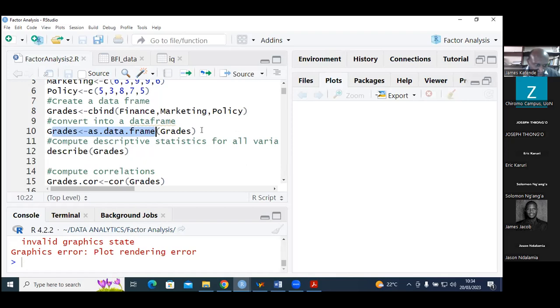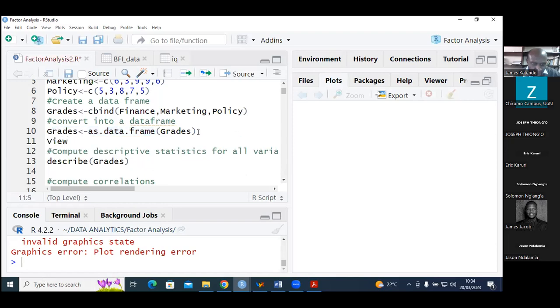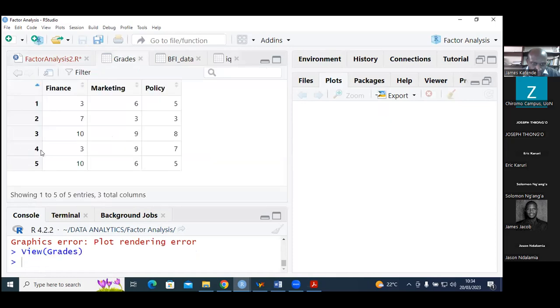So if you want to see what is in the data frame, I can add a line here, which allows us to view what is in the file. So if I run this, you'll be able to see the file. So this is the spreadsheet with the data and the three variables of finance, marketing, and policy.